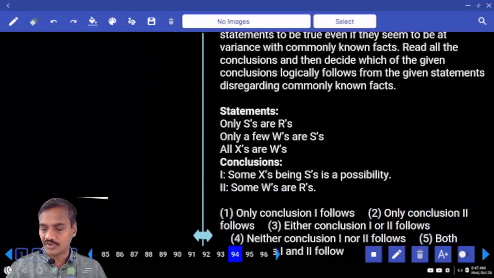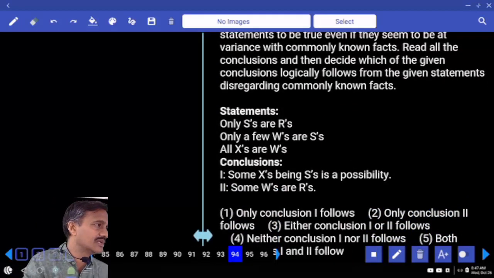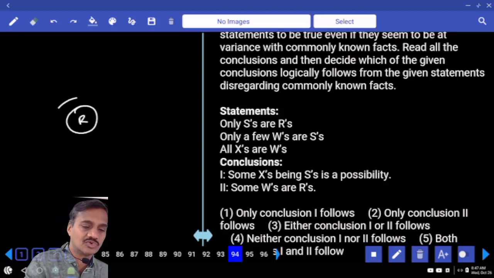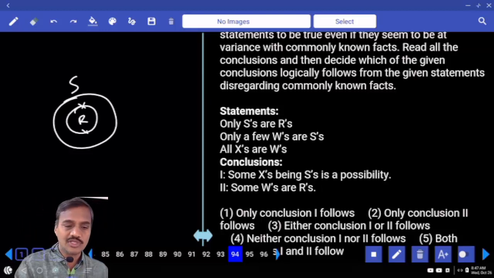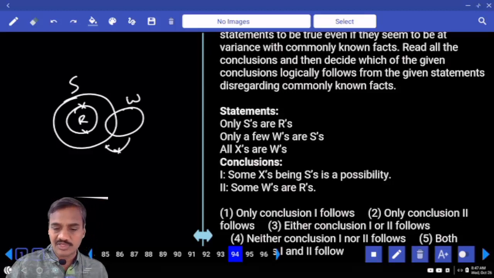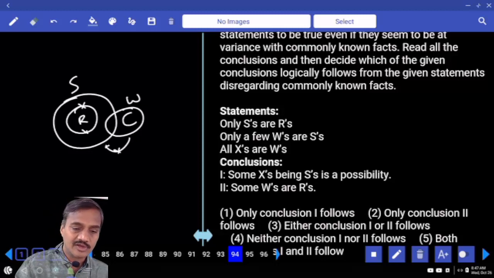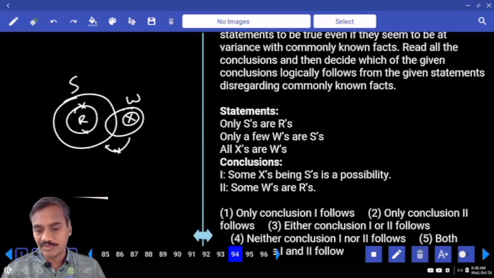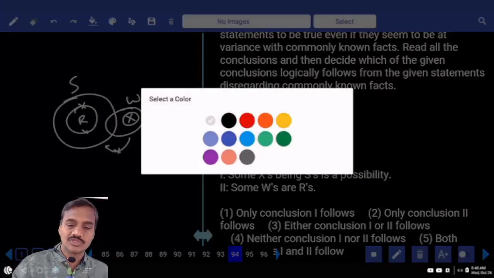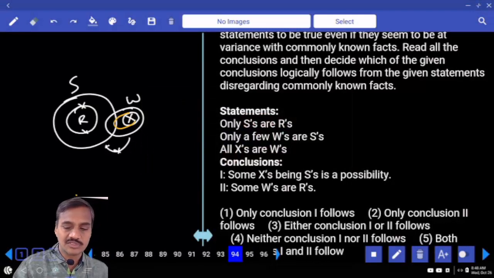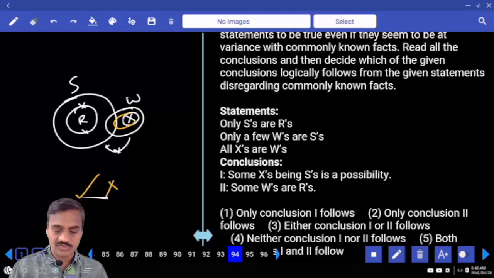Now logically follows. Only S R, meaning all these R belong only to S, and this R does not belong to anything else. And then R and the S, and only a few W are R, only some of the W are R but not all. Only some W but not all, and all X are W. And all these X are W. Then coming to this one, some X are S is a possibility. And some X are S is a possibility. Is that so? Is there a chance of X being R? Yes. Some W are R, there is no intersection. Hence what is your answer? Only one, 94 choice 1.